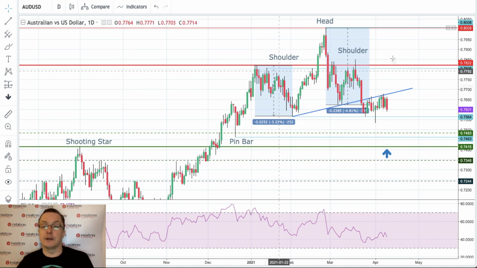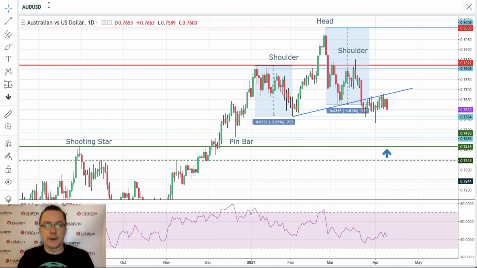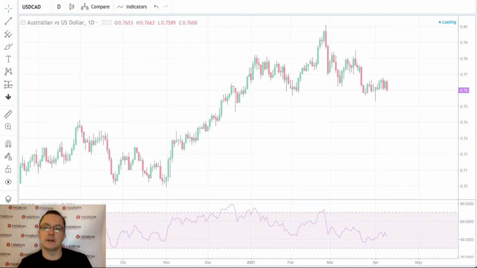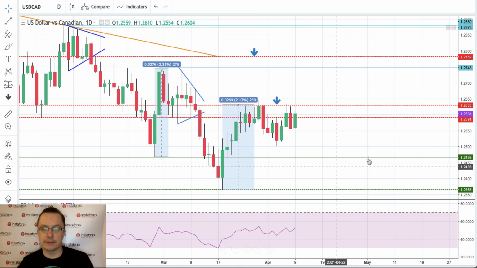Very, very nice price pattern, head and shoulders, is being played out on the Australian dollar. So gold, Australian dollar, US dollar and Canadian dollar. Of course, we got the unemployment data here. Trend on the US dollar to the Canadian dollar on the daily time frame chart is clearly down. So we will just take a look at the recent developments.